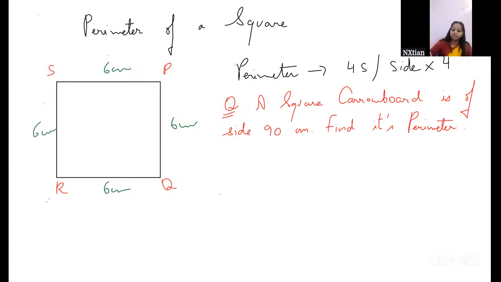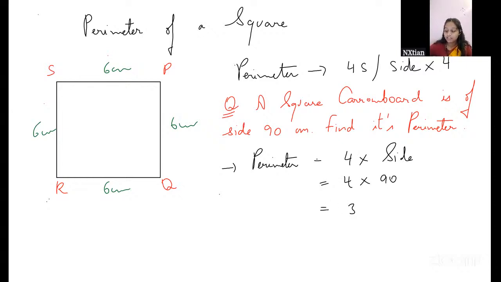Perimeter. Okay. So what we can do, we'll use a perimeter formula. Perimeter of square equals 4 into side. So 4 into 90, that is 360 centimeters. Very simple. Multiply the side with 4 to obtain the perimeter of a square.